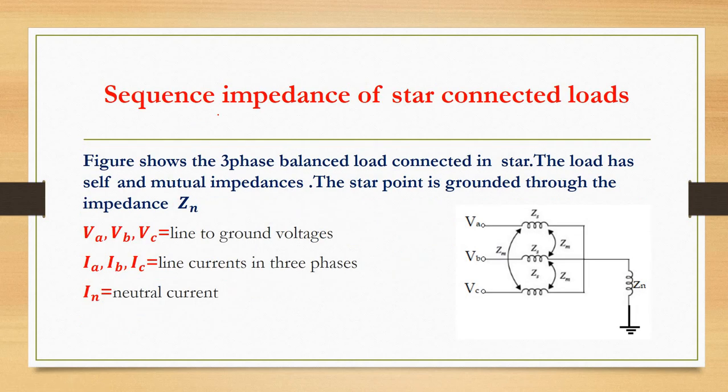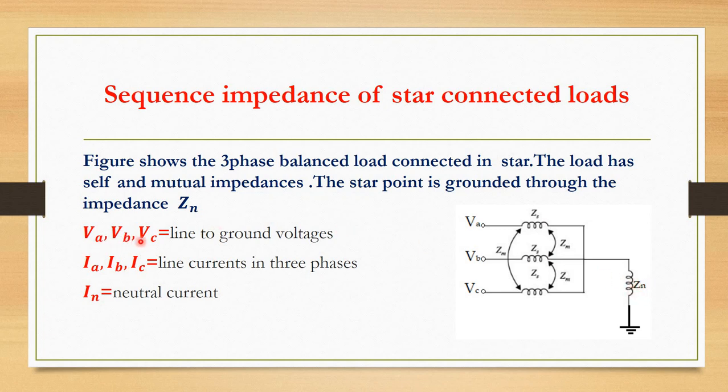Next I am going to explain the sequence impedance of star connected loads. The figure shows a three-phase balanced load connected in a star. The load has self and mutual impedances. The star point is grounded through an impedance Zn. Here Zs is the self-impedance, Zm is the mutual impedance between two phases and Zn is the neutral impedance.